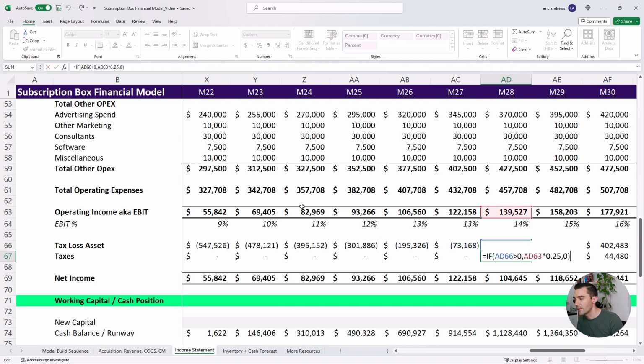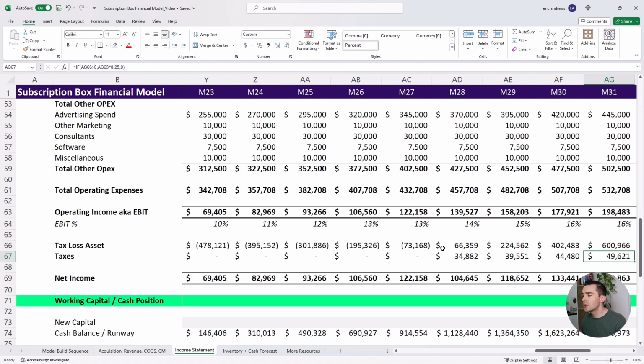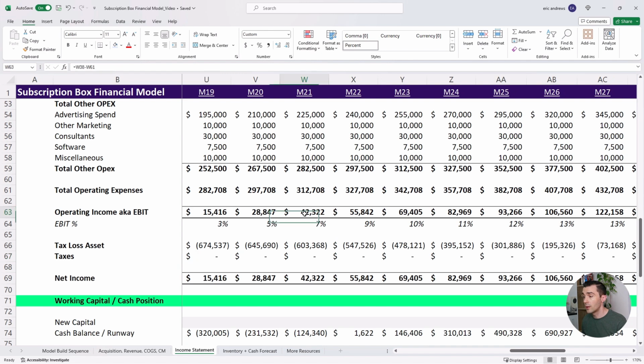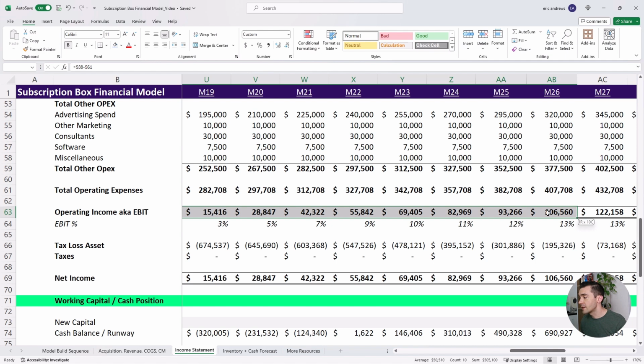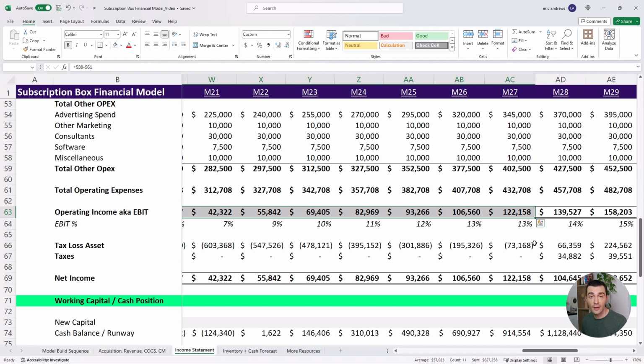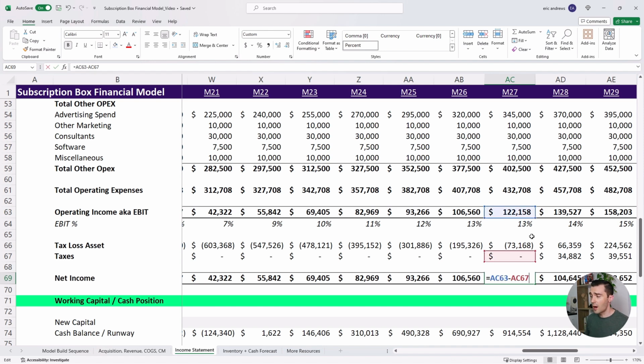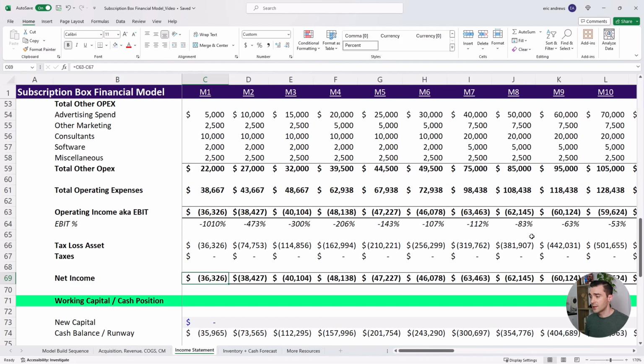So you can see here, only if row 66, your tax loss asset, is greater than 0, do you start paying taxes at 25%? So it's just good to know, because some businesses would say, oh no, we're starting to turn profits, we're going to have to pay taxes. And actually this business doesn't have to pay any taxes for about 11 months straight. And so it's good to know that. So your net income is your operating income minus your taxes. So you can see here that obviously it's negative for a while and then it becomes positive.